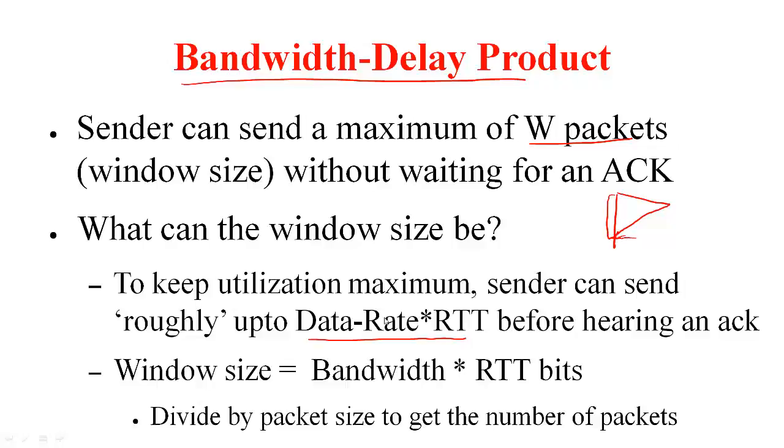So if you have these many bits in what is termed the pipe, which is the link, as each packet gets removed, which is indicated by an acknowledgement, you are putting an additional packet into the pipe. So this maintains an equilibrium. So we want the window size equal to roughly the bandwidth times RTT bits. By the way, this is a rule of thumb. You can definitely have it lesser than this, definitely not more than this, because then you are going to exceed the capacity of the link. Now these many bits, if you want to know the packets, you divide this by the packet size to get the number of packets. Of course, I'm assuming the packet size is fixed here.